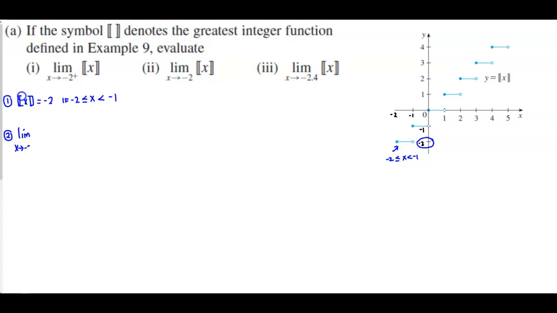So now we can find the limit as x is approaching -2 from the right of the greatest integer function. As it is approaching -2 from the right, we see that it's going to be at -2. So the limit as x is approaching -2 from the right is going to equal -2.